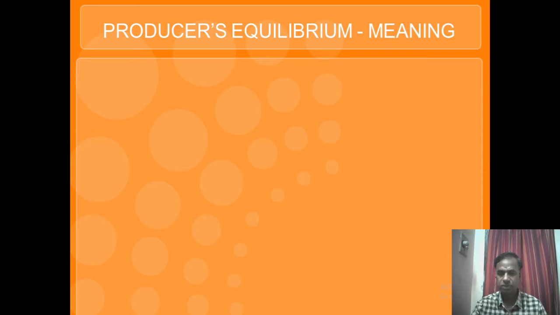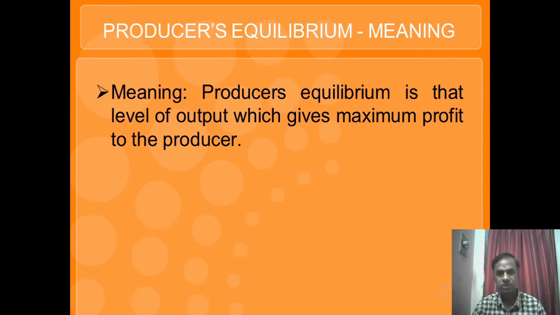So the main objective of the producer is to get maximum profit, and the producer's equilibrium is the position where there is no tendency to change. It means that once the producer has reached equilibrium, he will not increase the product from that level or decrease the product from that level. That is producer's equilibrium.